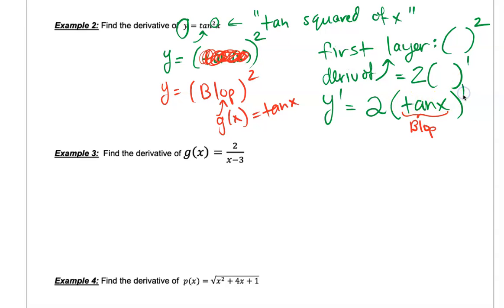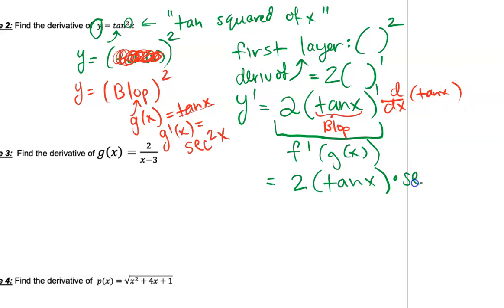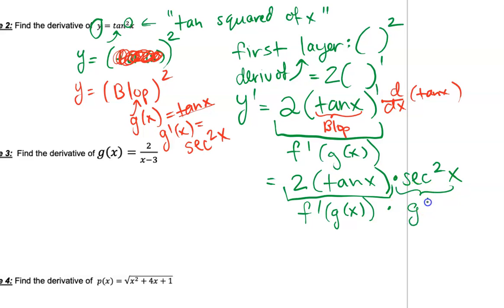And then all of that to the first power. So right there, that's my f prime of g of x. That's my power rule that was done leaving g of x plugged inside. Then what I need to do is multiply that by the derivative of the blob. So that would be the derivative of that inside function, the derivative of tangent. So we now know that that is equal to secant squared. So I'm going to multiply by the derivative of tangent, which would be secant squared of x. So here is my f prime of g, and here is my g prime of x.